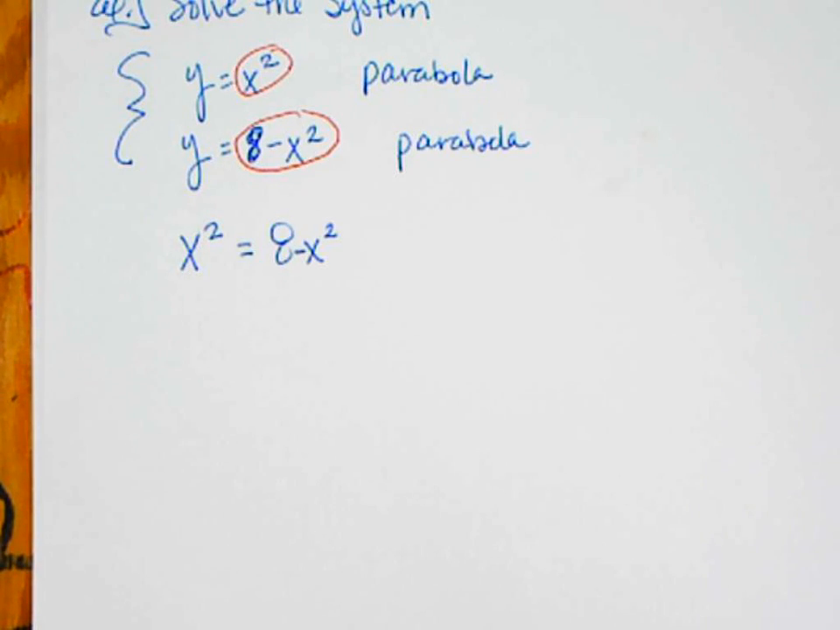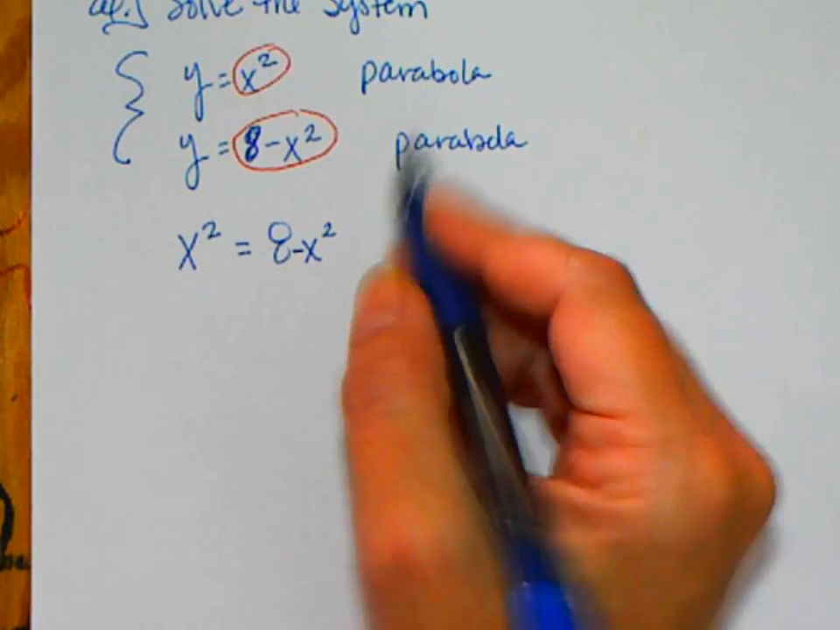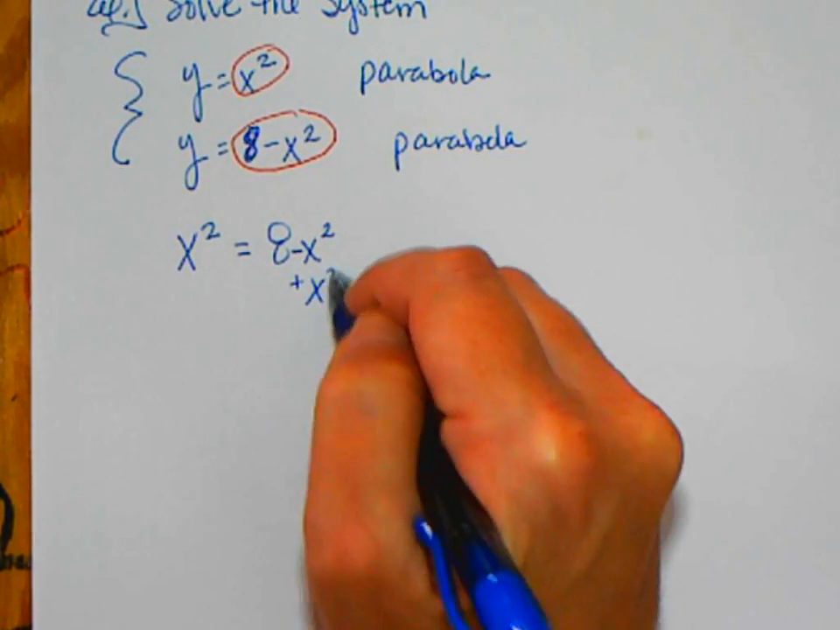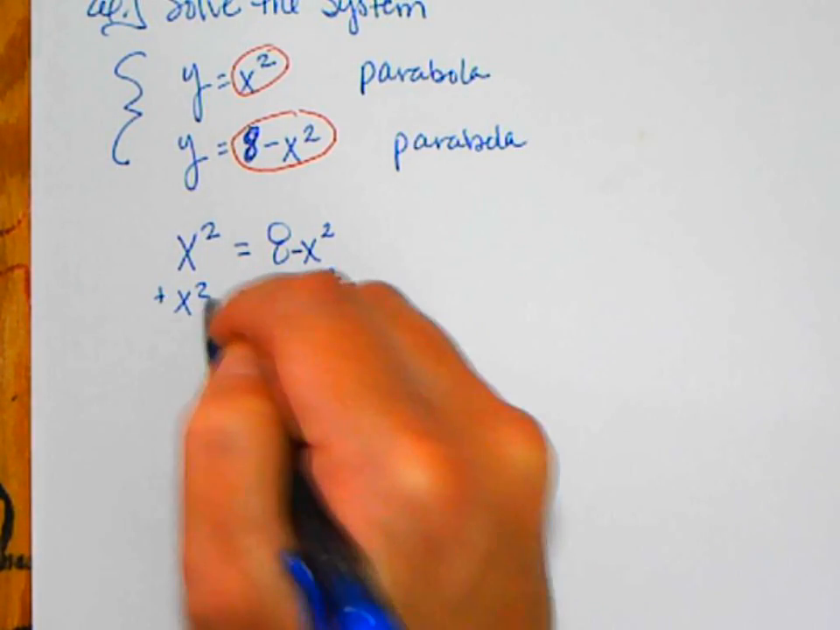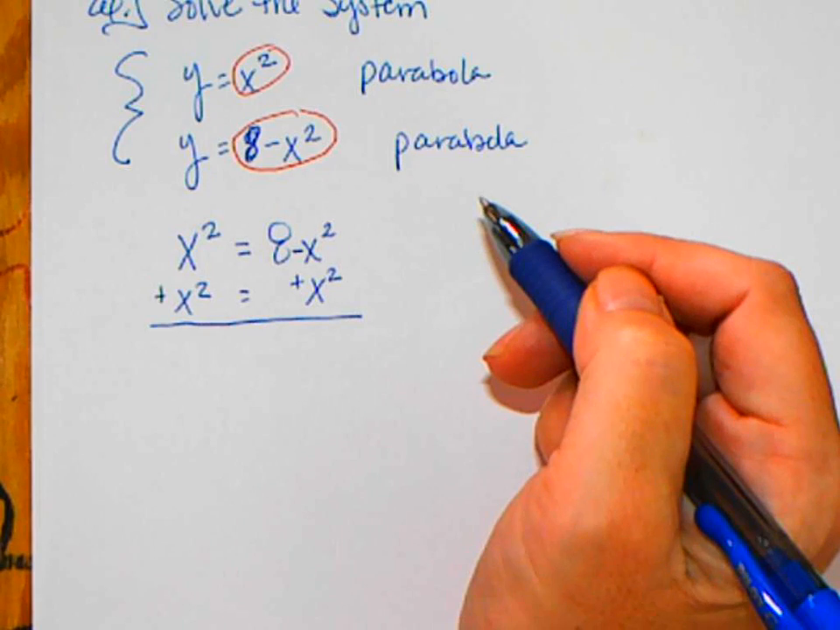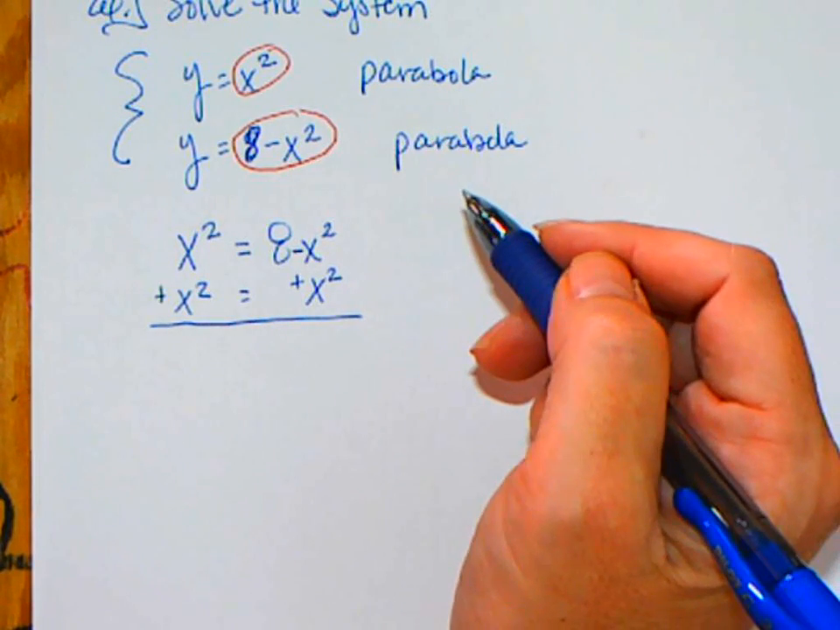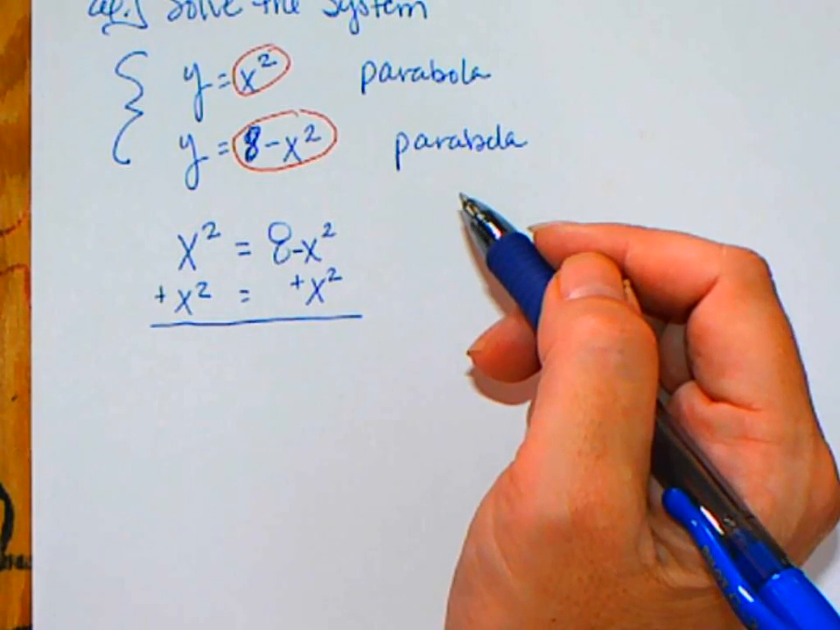So I'm trying to figure out what x is. What do y'all think I should do? Add x squared? Yeah. That's what I would do. Since you only have a quadratic term and a constant, I would not worry about getting everything set equal to 0 because I could just solve for x easily.